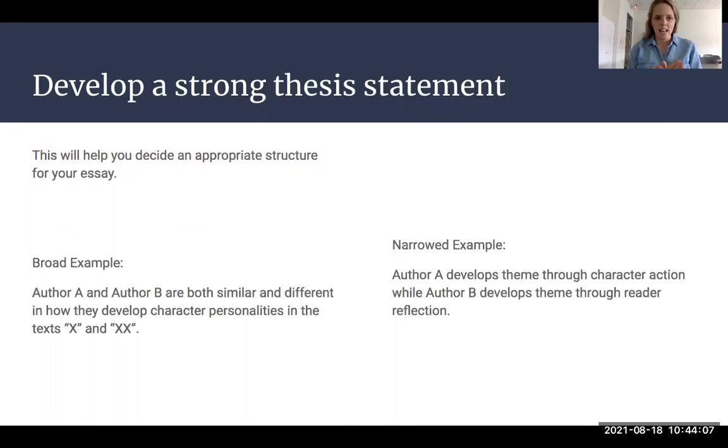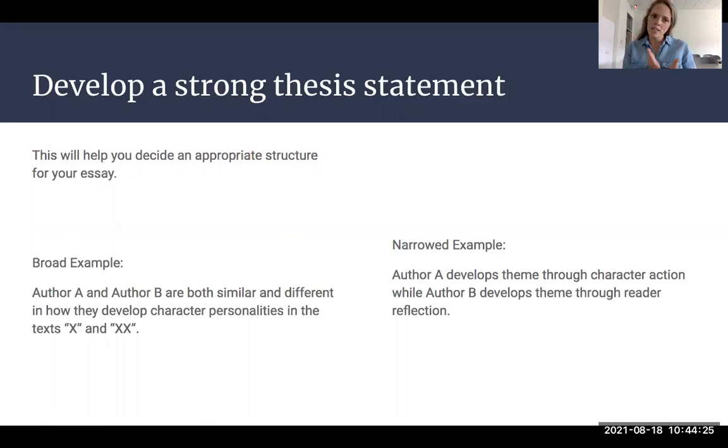where you kind of say exactly what was the same and what was different and what you're going to be talking about. Okay, so here, this example, author A and author B are both similar and different in how they develop character personalities in the text, blah and blah. Okay, and then obviously to follow, I'm going to explain those similarities and differences.